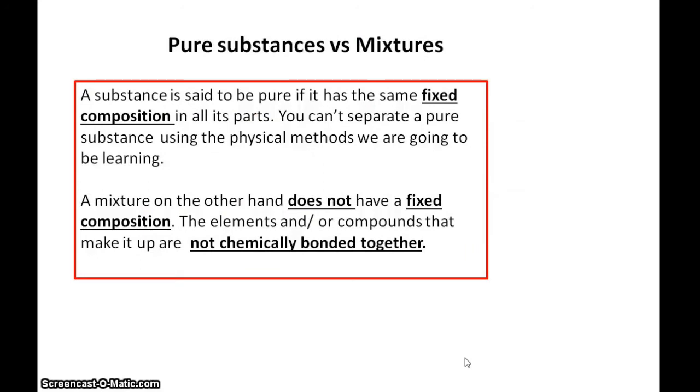Pure substances versus mixtures. A substance is said to be pure if it has a fixed composition. That means it's in its pure form. There's no other things mixed with it. It doesn't need separating anyway because it's already pure. On the other hand, mixtures do not have a fixed composition. So the elements or compounds are not held together by any chemical bond, so it's easy to take them apart.